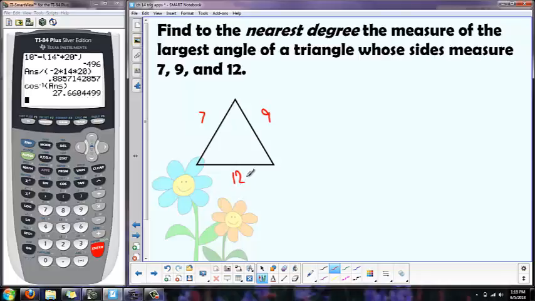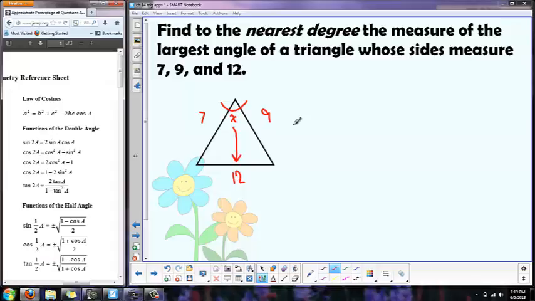If we're looking for the largest angle, it's always the one that's across from the largest side. If it asks you for the smallest angle, it would be the one that's across from the smallest side. So this is the angle that we're solving for. Let's call it x. And we're going to use the exact same equation again. Same as before, I need to start with the segment that is across from the angle.